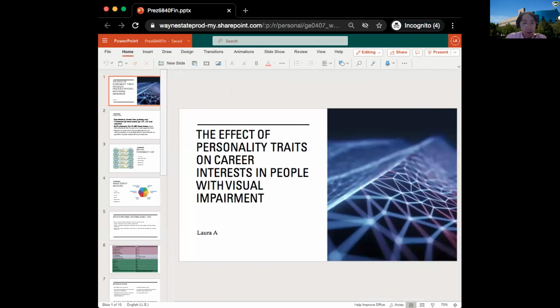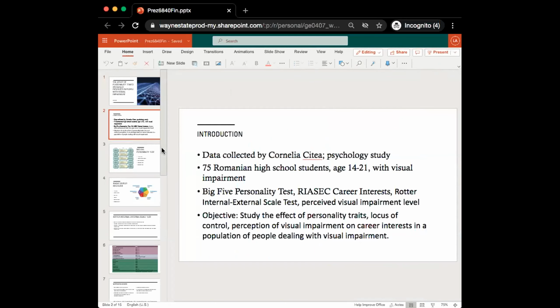Oh, just one quick question, maybe I missed this. What's the data source? The data source is a psychology student who collected this study by herself, and I asked for permission to use it. I see. So is she in Romania or at Wayne State? Romania. Okay, I see.